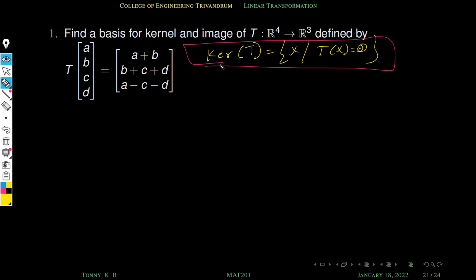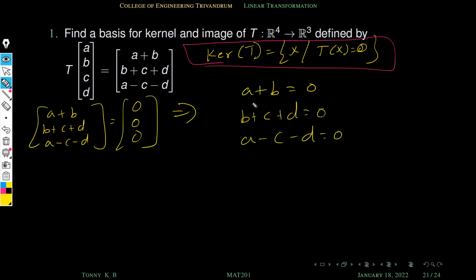Okay, we know what the kernel of a transformation is: the set of all vectors x such that T(x) is equal to 0. Here T is from R4 to R3. So T(x) means this vector (a+b, b+c+d, a-c-d). So T(x) equal to 0 means this is equal to 0. Okay, so we have to solve a system. Here 0 means the zero vector in R3, that is (0, 0, 0).